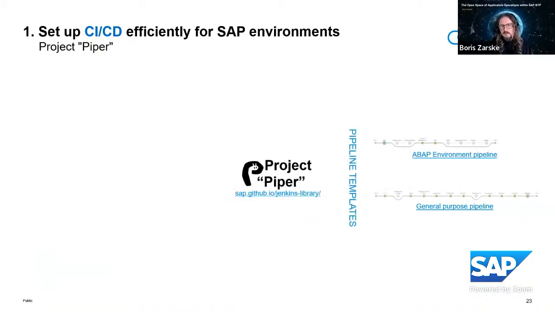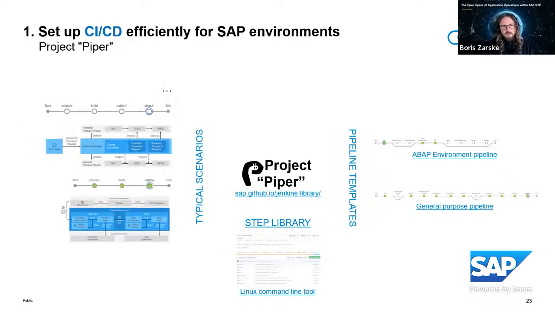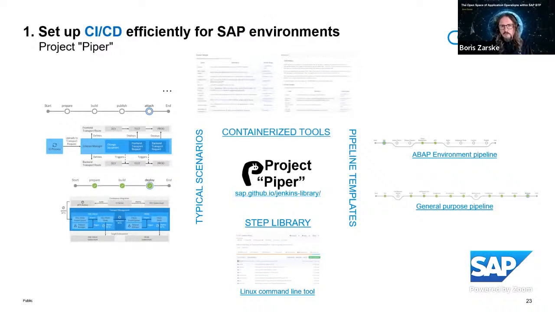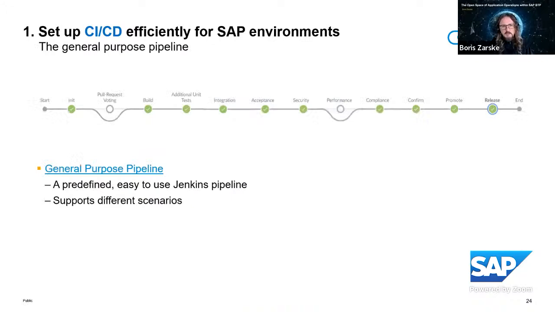We have pipeline templates you can download from GitHub, for example. We have a library of pipeline steps you can use to extend or adapt those pipeline templates or come up with your own pipelines. We have typical scenarios, meaning end-to-end use cases of typical SAP use cases in the form of documentation, where you can copy over, for example, code snippets that shall also ease your first steps. And we have containerized tools, meaning Docker images you can download from GitHub. Here's one example, the general purpose pipeline you can download. And here you see a Jenkins pipeline that you can use.